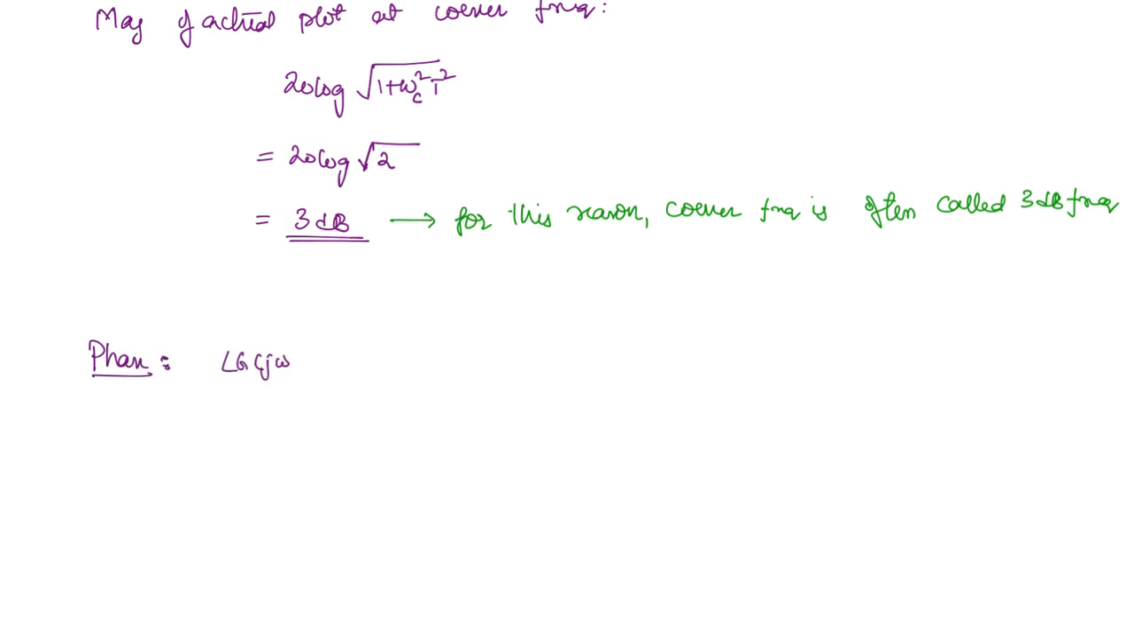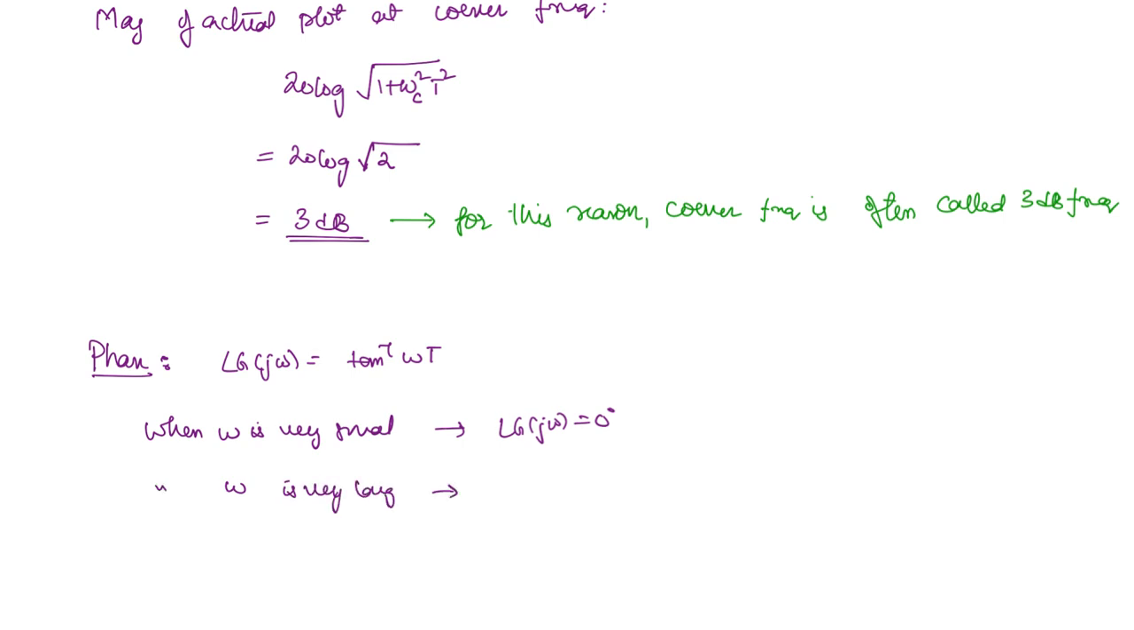Angle G of j omega is equal to tan inverse omega t. So this is dependent on frequency. So once again, when omega is very small, the angle G of j omega is equal to 0 degrees, and when omega is very large, then what is going to happen? We take essentially omega is equal to infinity. So angle G of j omega is equal to 90 degrees. These are the limits. In between, how the plot will behave? As omega increases from 0 to infinity, the phase is also increasing.